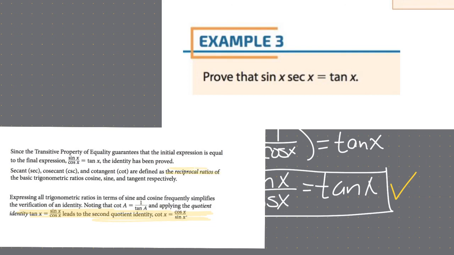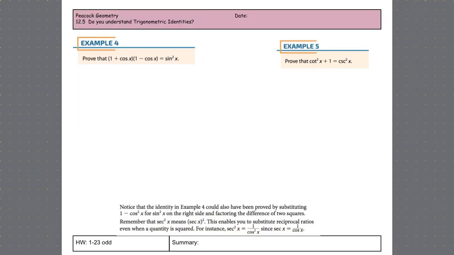All right, so I'll tell you what we're going to do. We're going to use example number 4, and we're going to prove that 1 plus the cosine of x times 1 minus the cosine of x is equal to the sine squared of x. So this looks like something you probably did in Algebra 1. First, outer, inner, last. Remember that?